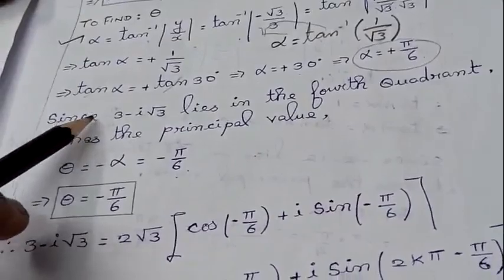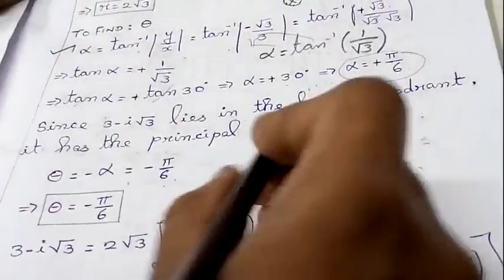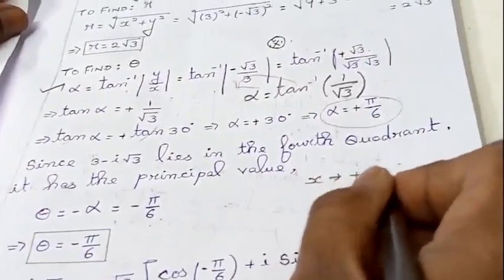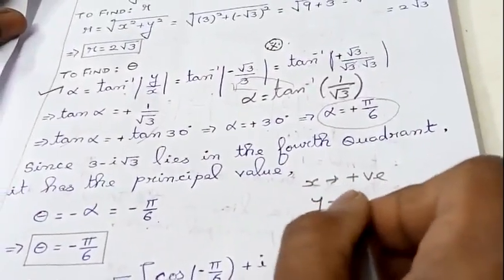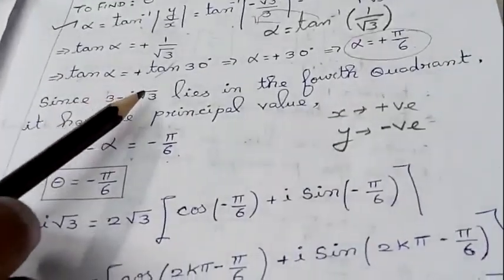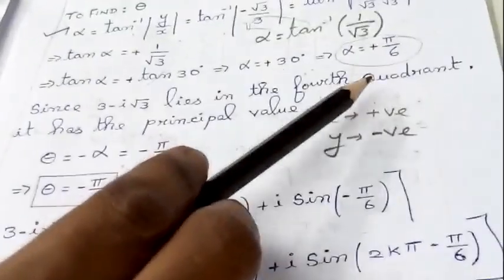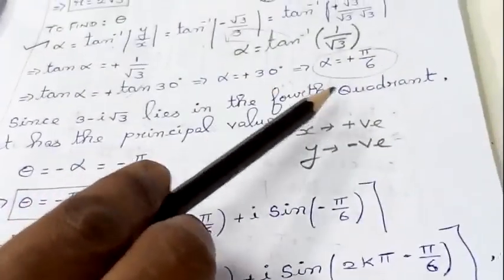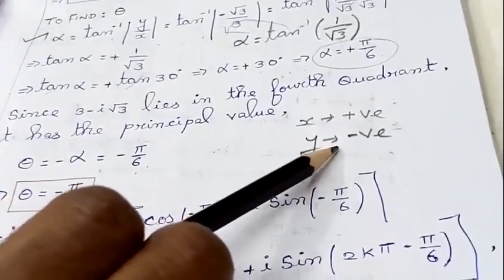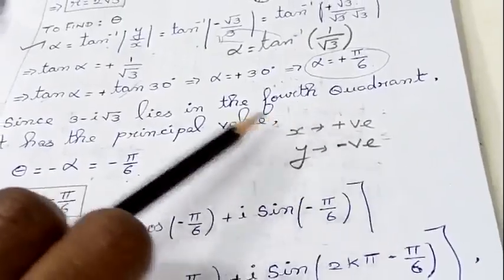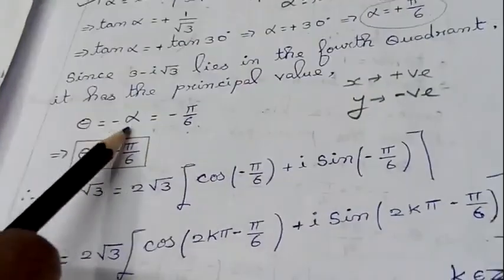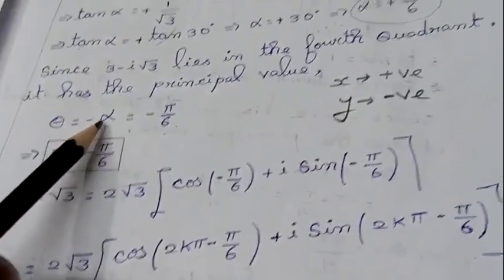What is the sign for x here? I am having here, students, x, and the sign for x is positive and the sign for y is negative. So since 3 minus i root 3 lies in the fourth quadrant, what is the condition for fourth quadrant, students? X should be positive and Y must be negative. That is the procedure. You know it very well. Lies in the fourth quadrant. It has a principal value theta equal to minus alpha. That is the condition for fourth quadrant.